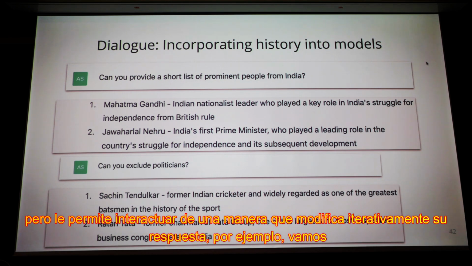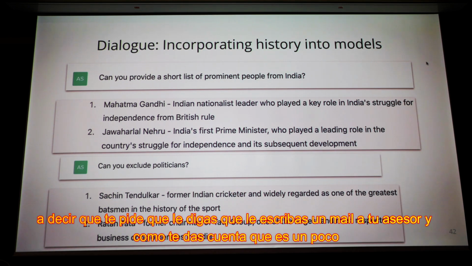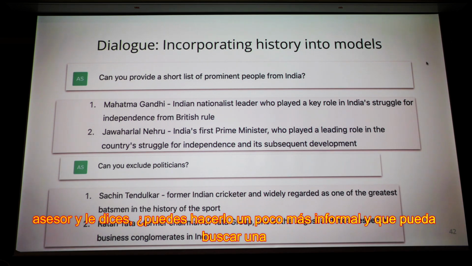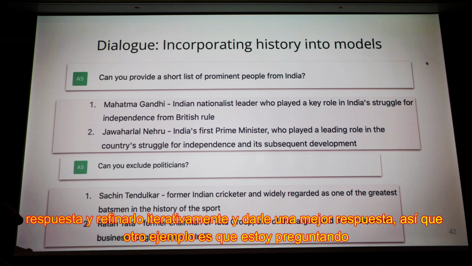For example, let's say you tell it to write an email to your advisor, and you realize that it's a little too formal, because no one maybe says "Dear Professor" every single time you talk to your advisor. You tell it, can you make it a little more informal, and it's able to look at that response and iteratively refine it and give you a better response.